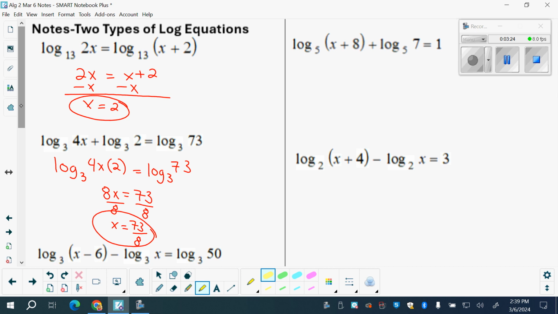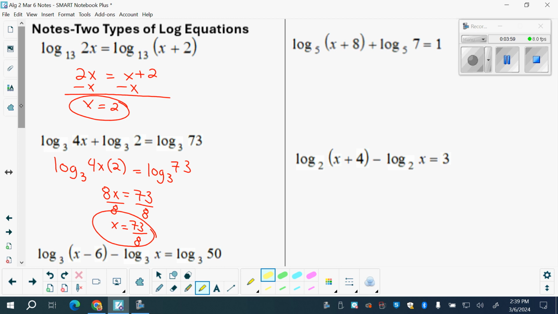Okay, next we're going to do this one on the top right. I'm going to wait till it's quiet. What's different on this one? So I have a log base 5 of x plus 8, log base 5 of 7, and then what's on the right side? Just a 1. Is there a log on the right side? No, so that's different than the last one, isn't it?